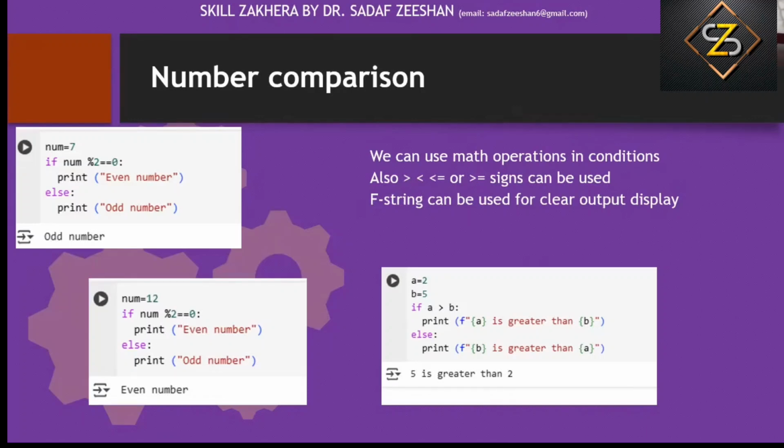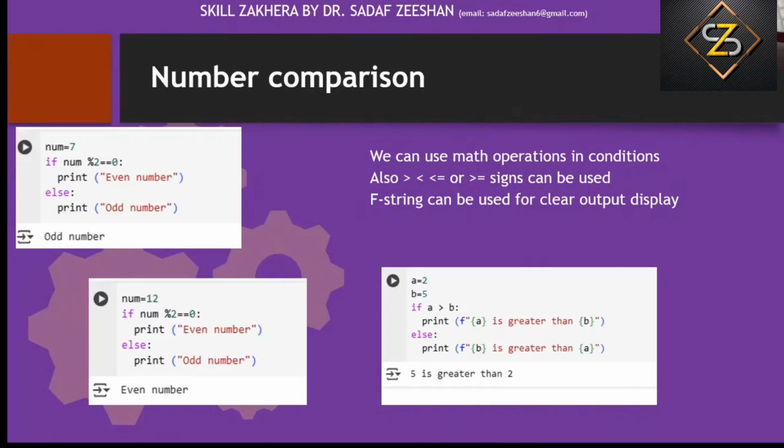Similarly, we have other operators over here: greater than, less than, equal to, or greater than or equal to can be used. And we can use F strings for a better display of the output also, as we have learned earlier. So let's look at the other example where the modulus gives an even number.